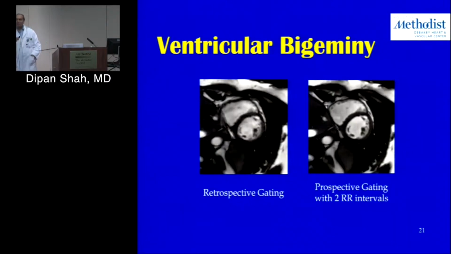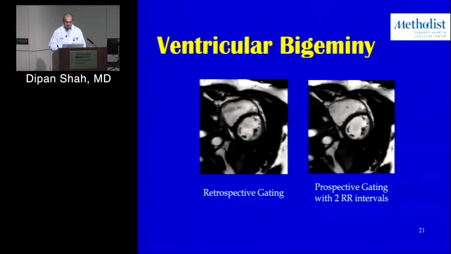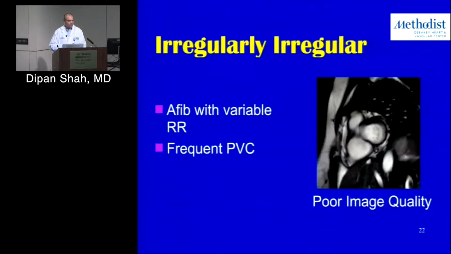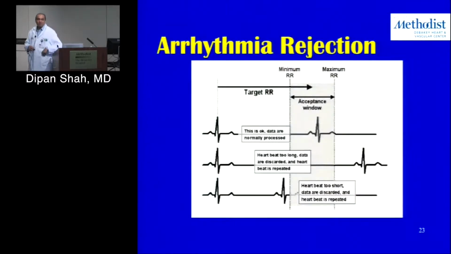So again, because it's regularly irregular, everything is happening the same each time. So I've just basically acquired 2 cardiac cycles instead of 1, but everything is the same between the first set of beats, the second set of beats, and the third set of beats. So again, this won't cause a problem with the acquisition. Now what about if we have AFib, right? Or we have somebody who's got a lot of PVCs, and then obviously you can get poor image quality. So there's other strategies we can employ there. One of them is to use what's called an arrhythmia rejection technique.